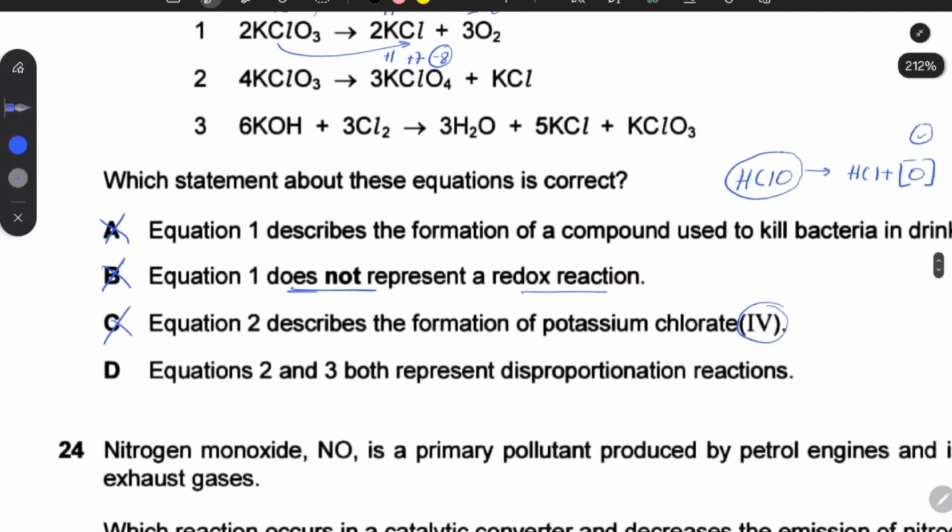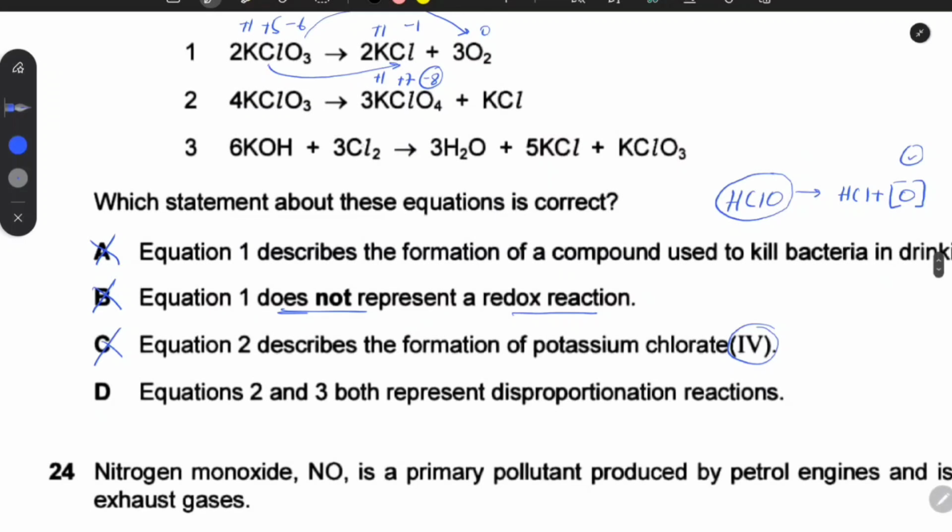Equations 2 and 3 both represent disproportionation reactions. Now what is a disproportionation reaction? You are all pretty familiar with this word: a reaction in which one element is oxidized and that same element is also reduced. So for example, in equation 2 and 3, in equation 2, what would be the charge on chlorine? Potassium has +1 charge, -6 would be on oxygen, so chlorine should have +5 charge.